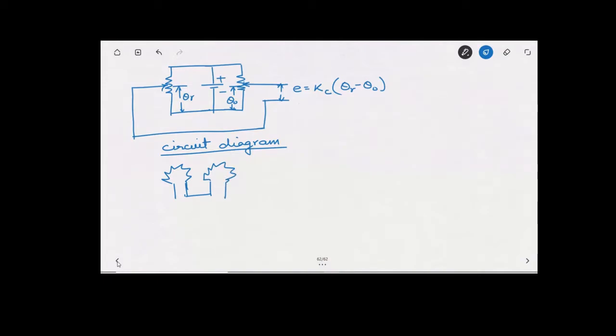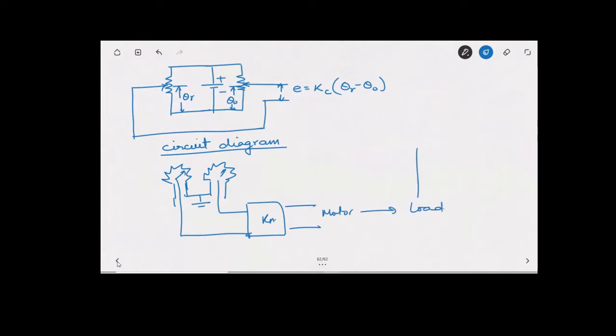And then this is connected to a DC amplifier, and then the motor is connected to the amplifier, and then the motor is connected to the load. The load is connected to a shaft here. So this is the input shaft, this is the input, and this is called the output shaft. In this way we'll discuss this circuit again.